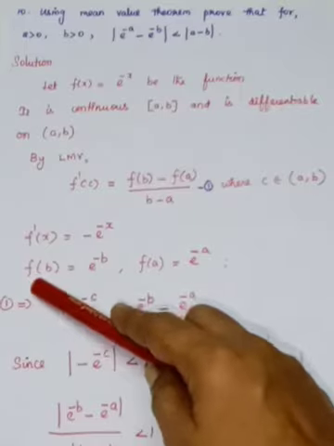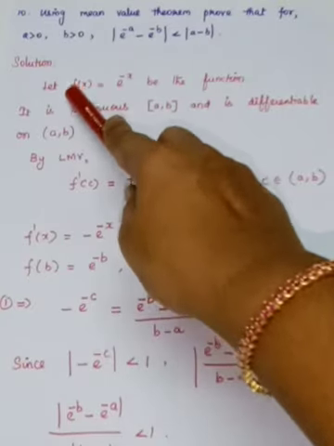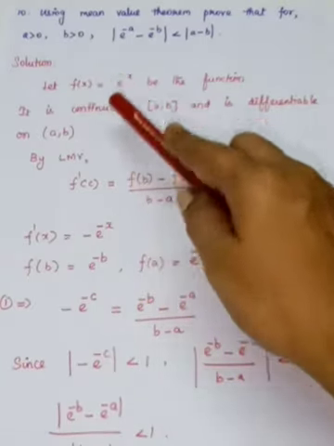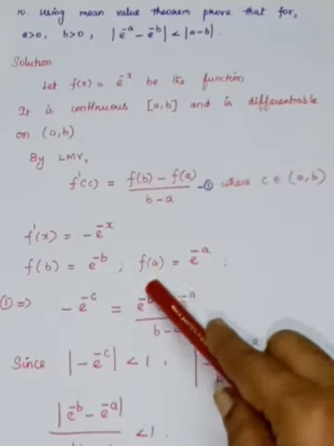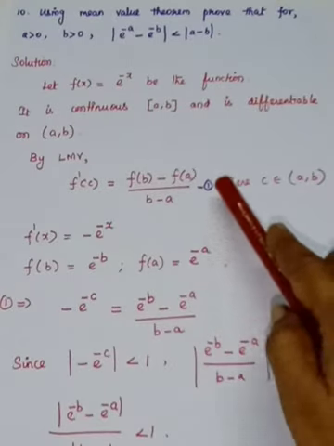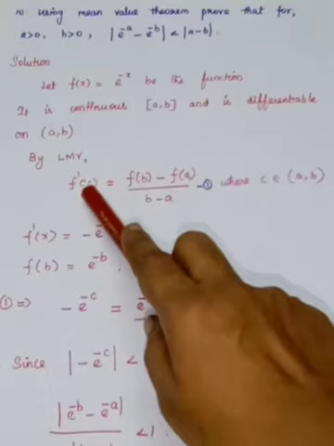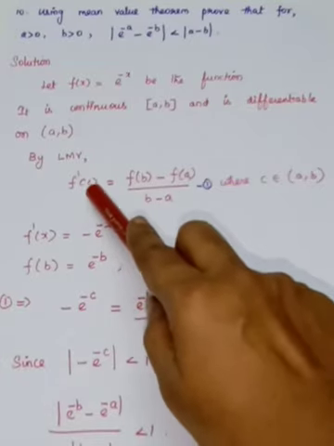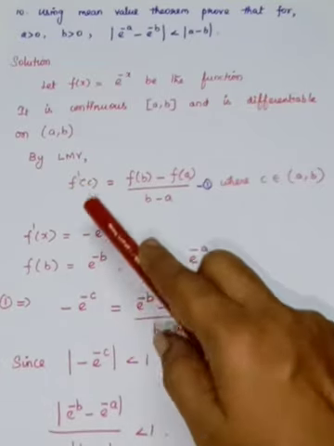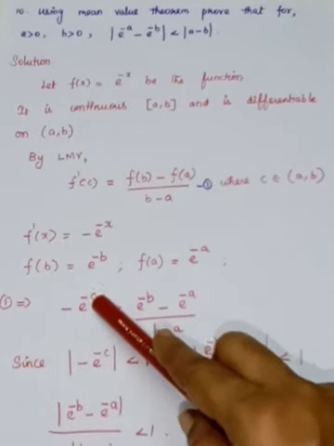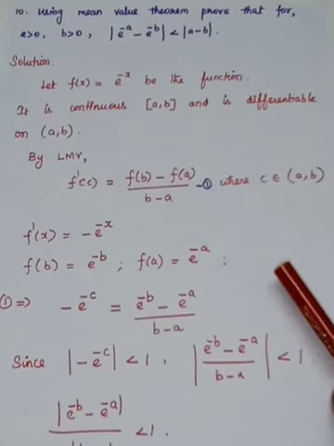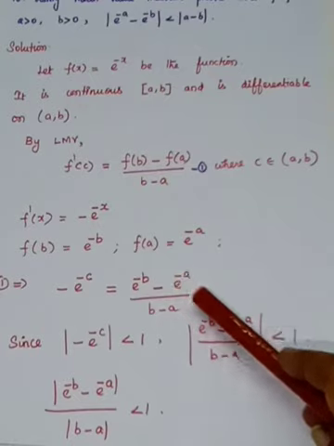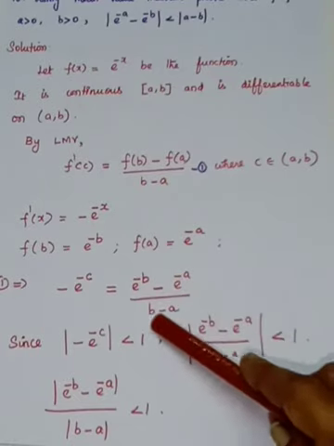So go for f of b. In f of x you have to substitute x as b. So it is e power minus b. Next f of a, that is e power minus a. So when you substitute this result, here in the place of x you have to substitute c. So what is f dash of c? It is minus e power minus c, which is equal to e power minus b minus e power minus a divided by b minus a.